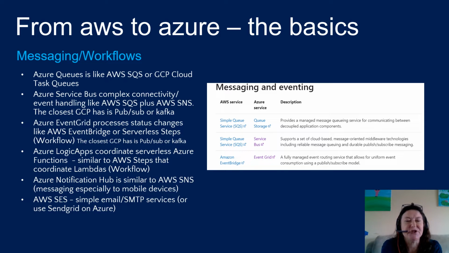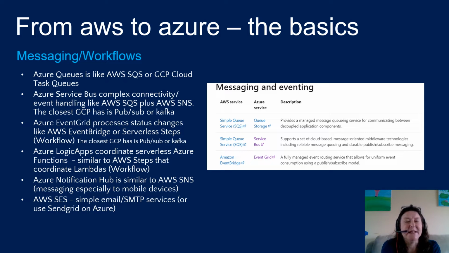The closest that GCP has in this space is using Kafka and using pub/sub, which is publisher and subscriber. And this basically means that multiple subscribers can consume the same message. And so Service Bus is like that too, and SNS is a bit like that too, that there can be multiple subscribers to the same message. So that's kind of the difference here.